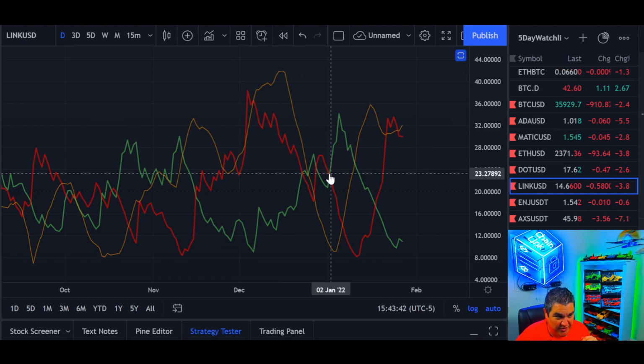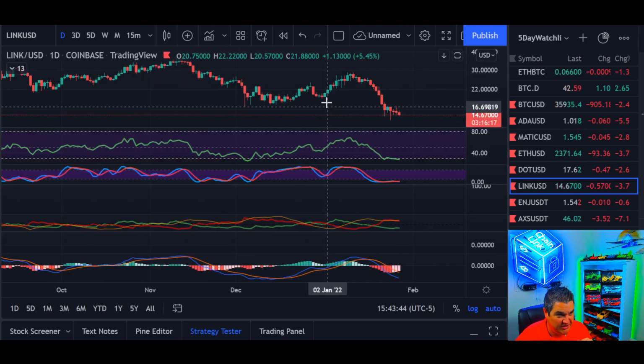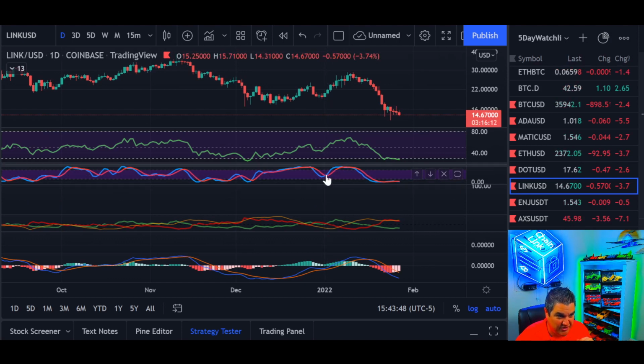Let's look at this. January 2nd, bullish cross. Look at the price action. Look at the RSI crossing back up towards momentum. The bounce on the RSI and the stochastics.